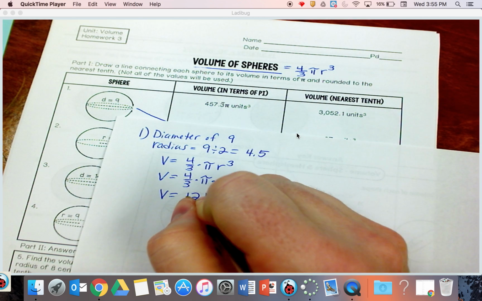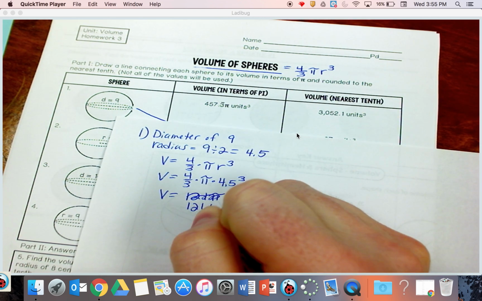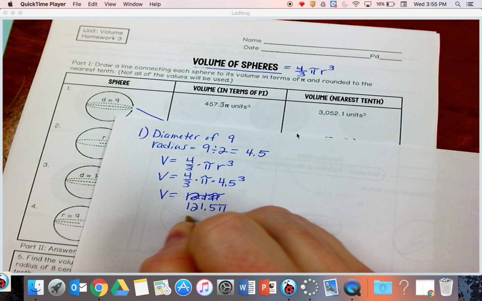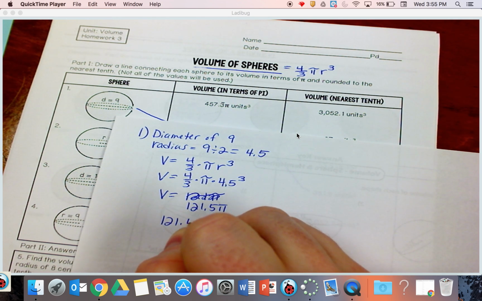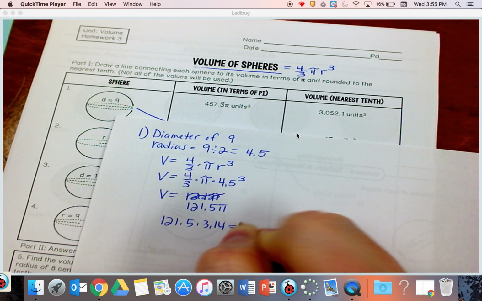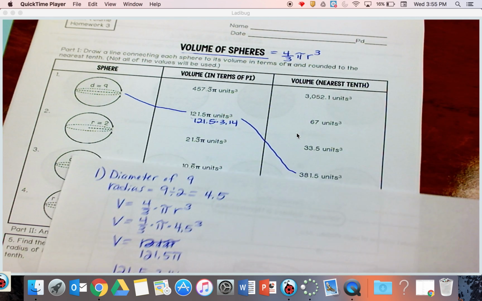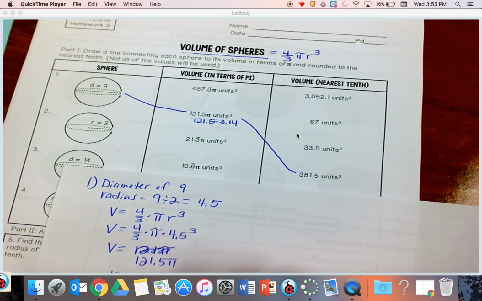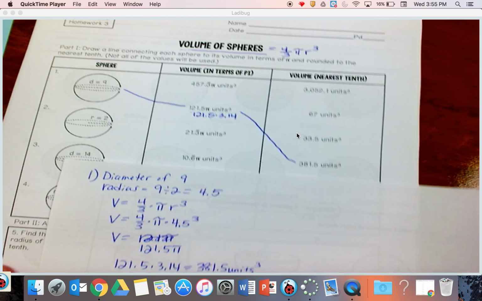So this would actually have been 121.5 pi, and when I multiply that by 3.14, we ended up finding our answer there, 381.5 units cubed.